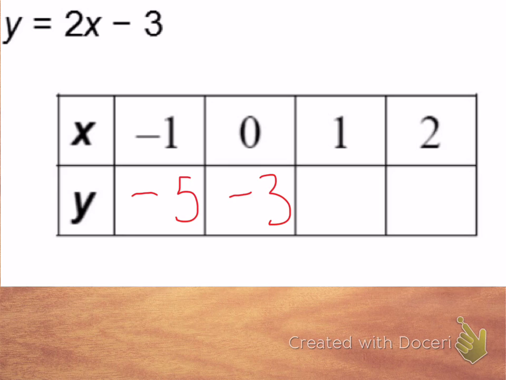2 times 1 is 2. 2 minus 3 is -1. And then 2 times 2 is 4. 4 minus 3 is 1. So I hope this helped you to see how we can graph linear equations.